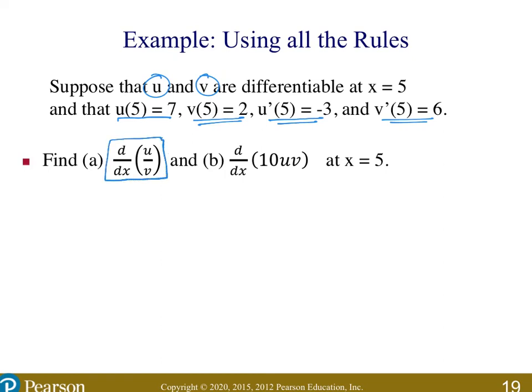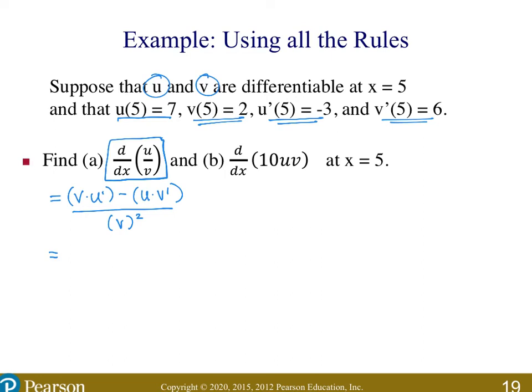Now the biggest mistake I see at this point is going to numbers too quickly. Rules first, numbers at the end. So my rule first is v times u prime minus u times v prime over v quantity squared. Okay, go with your rule first. Then put the numbers in.